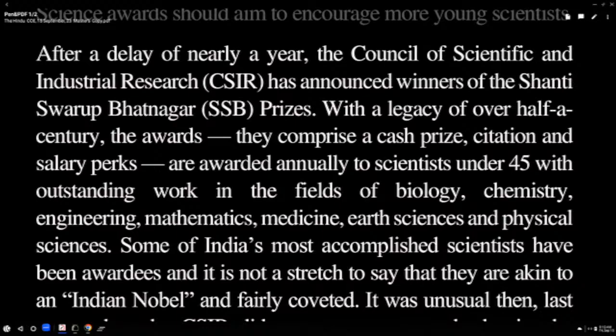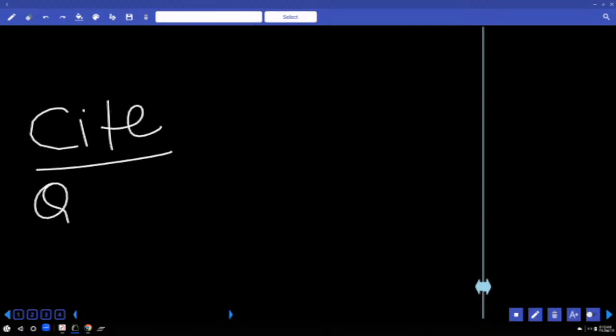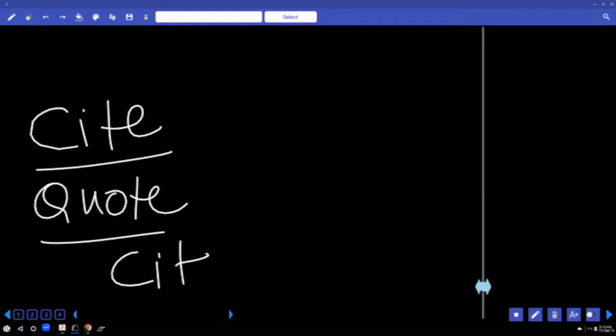The award or the prize? A cash prize, a citation. Right, underline the word citation. And which part of speech is it? Noun. First you write the word CITE. Below that you write the word QUOTE. You know these two words, quote, cite, from this related word citation.